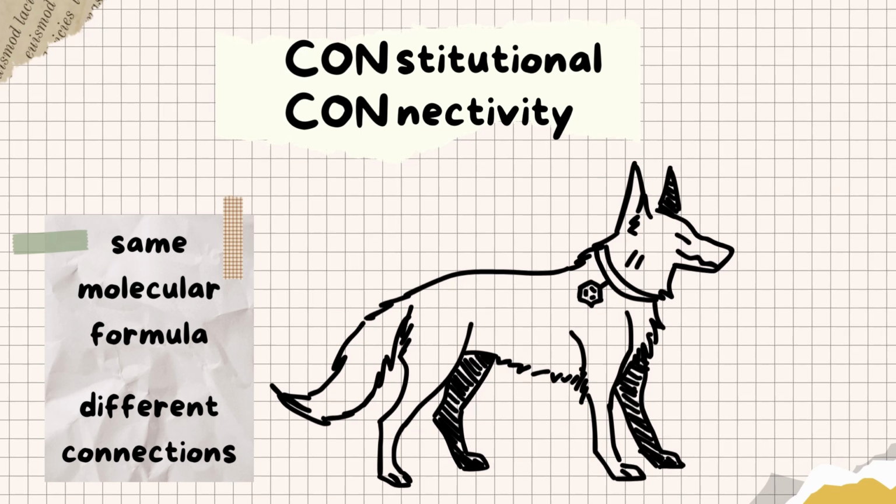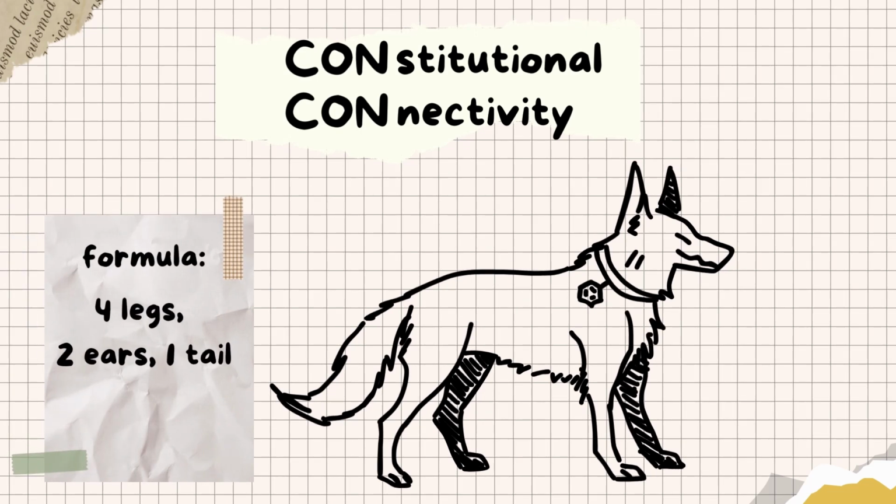So, let's say the formula for a dog is 4 legs, 2 ears, 1 tail. Its kind of molecular formula can be seen as legs 4, ears 2, tail 1, for example. Again, the molecular formula just shows the types of atoms present and the number of each, not the exact connectivity. So here he is. Connection-wise, he has a tail at the back end, 4 legs in order, and a couple of ears on his head.